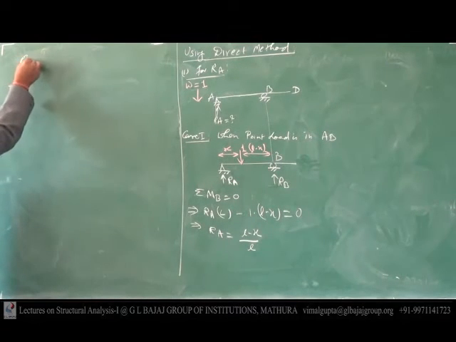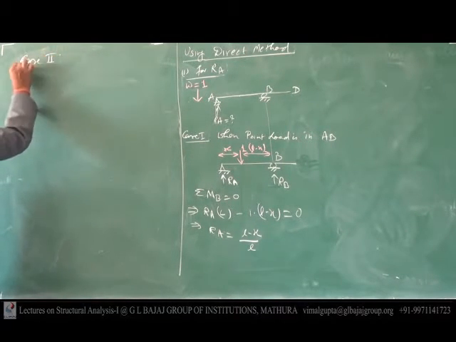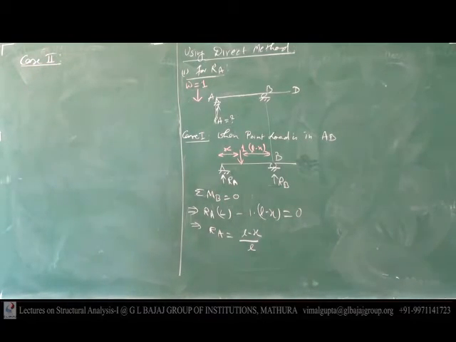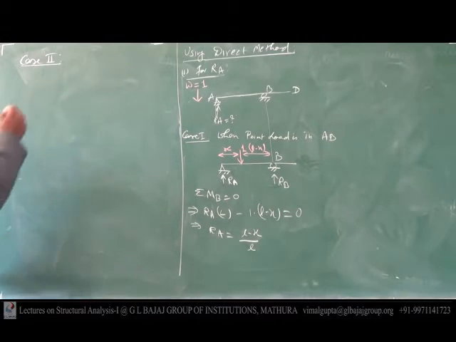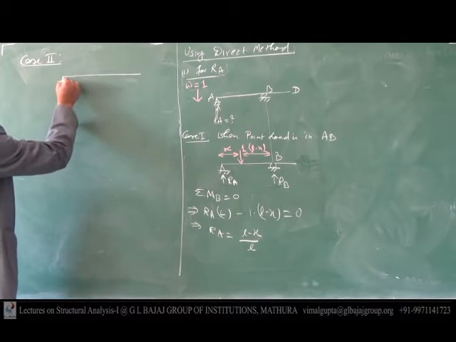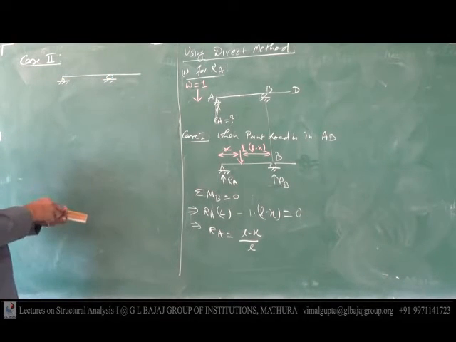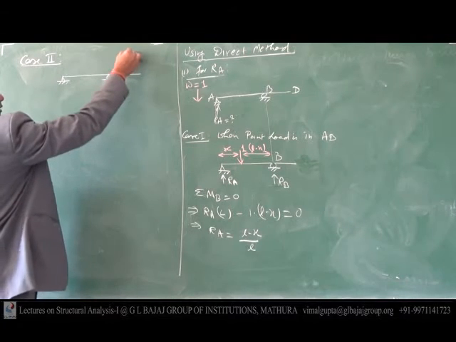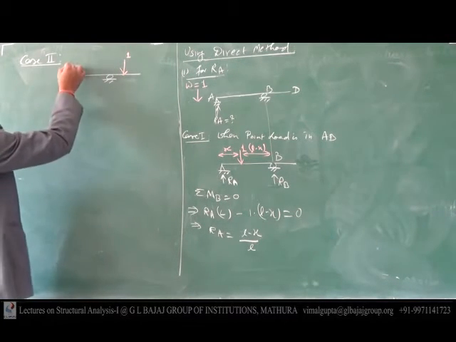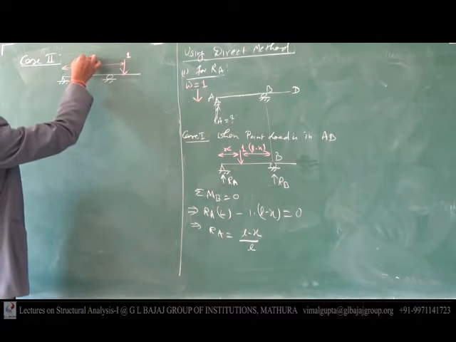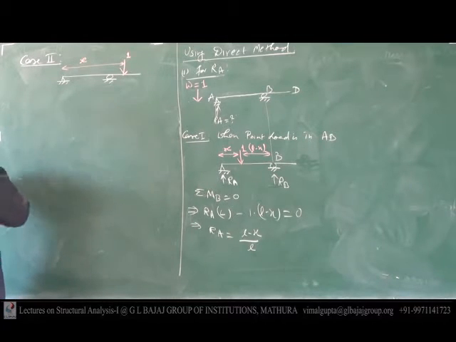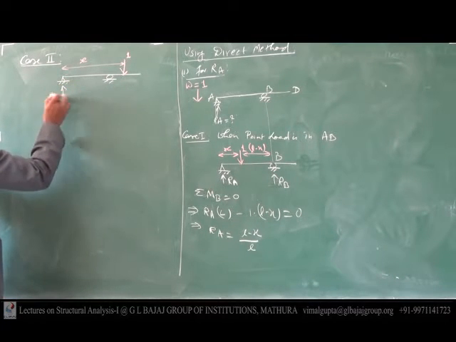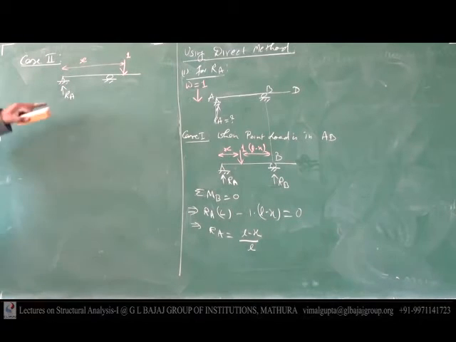Case number 2, where we have to put the point load. The point load has to be placed here, and since we have to plot RA after calculating its value, it is better to take the value from here.